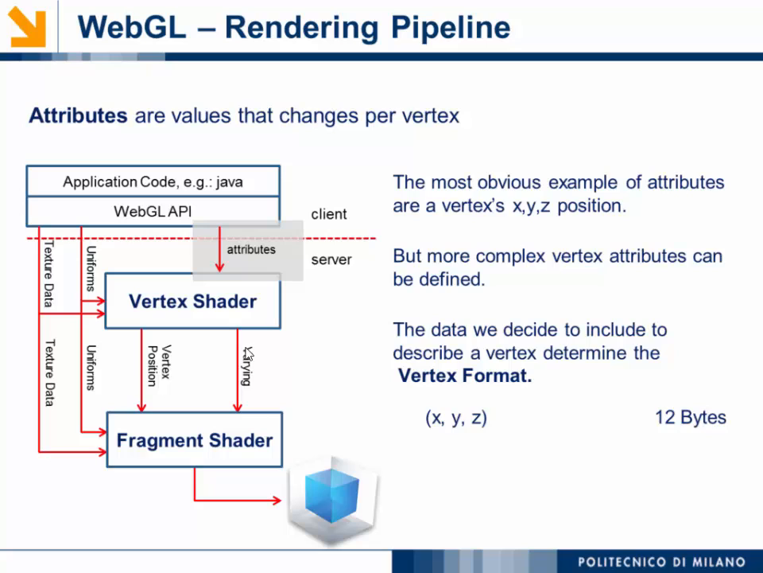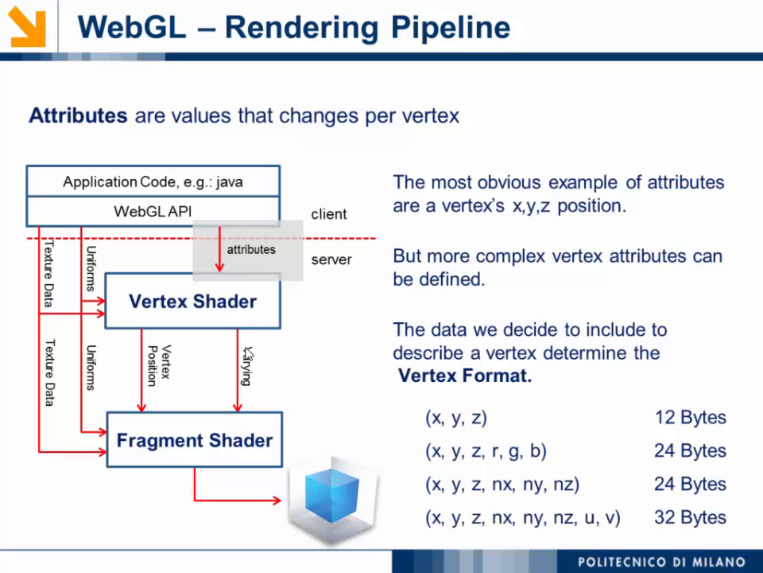With just x, y, z, we have 12 bytes of data sent for each vertex. That becomes 24 if we want to express some colors for each vertex. 24 also if, instead of RGB values, we have normal values. And if we add just the UV coordinates in order to display a texture correctly over a mesh, we reach 32 bytes for each vertex.